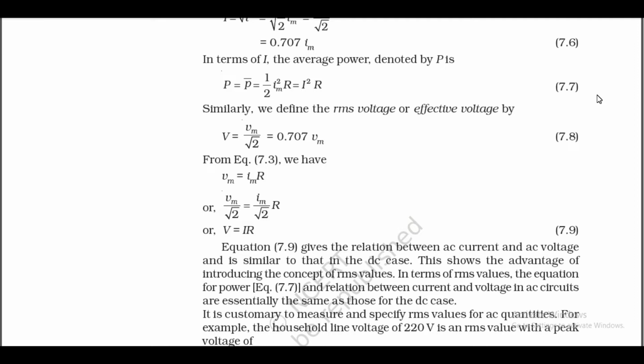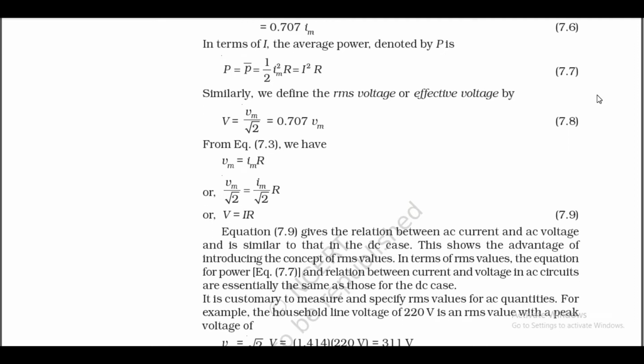In terms of I, the average power, denoted by P, is equal to P average, is equal to 1 by 2 I_m squared R, is equal to I squared R. Similarly, we define the RMS voltage or effective voltage by V is equal to V_m divided by root 2, is equal to 0.707 V_m. From equation 7.3, we have V_m is equal to I_m R, or V_m divided by root 2 is equal to I_m divided by root 2 times R, or V is equal to I R.